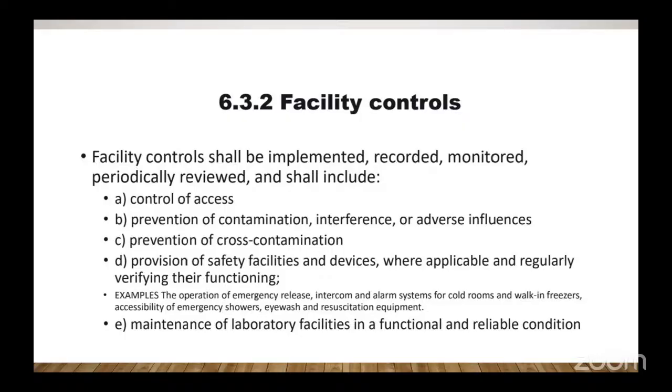Maintenance of the laboratory facilities in a functional and reliable condition. There are some labs that are in a dilapidated state, in a state whereby if a patient were to see the way the lab is, definitely they won't want to do business with you. They won't want to give you their samples for results to come. So we must put the environment in such a way that it supports the validity of the result, supports the patient, supports the personnel, and so on.